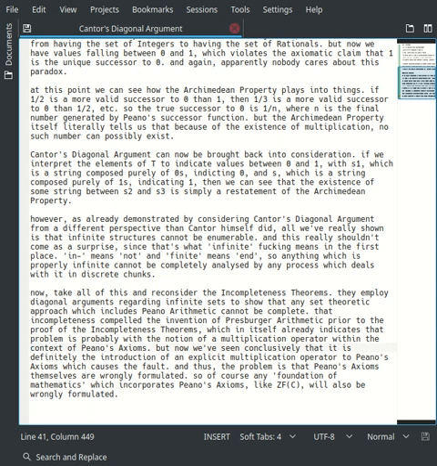But now we've seen conclusively that it is definitely the introduction of an explicit multiplication operator to Peano's axioms which causes the fault. And thus the problem is that Peano's axioms themselves are wrongly formulated. So of course any foundation of mathematics which incorporates Peano's axioms, like Zermelo-Fraenkel set theory, will also be wrongly formulated.